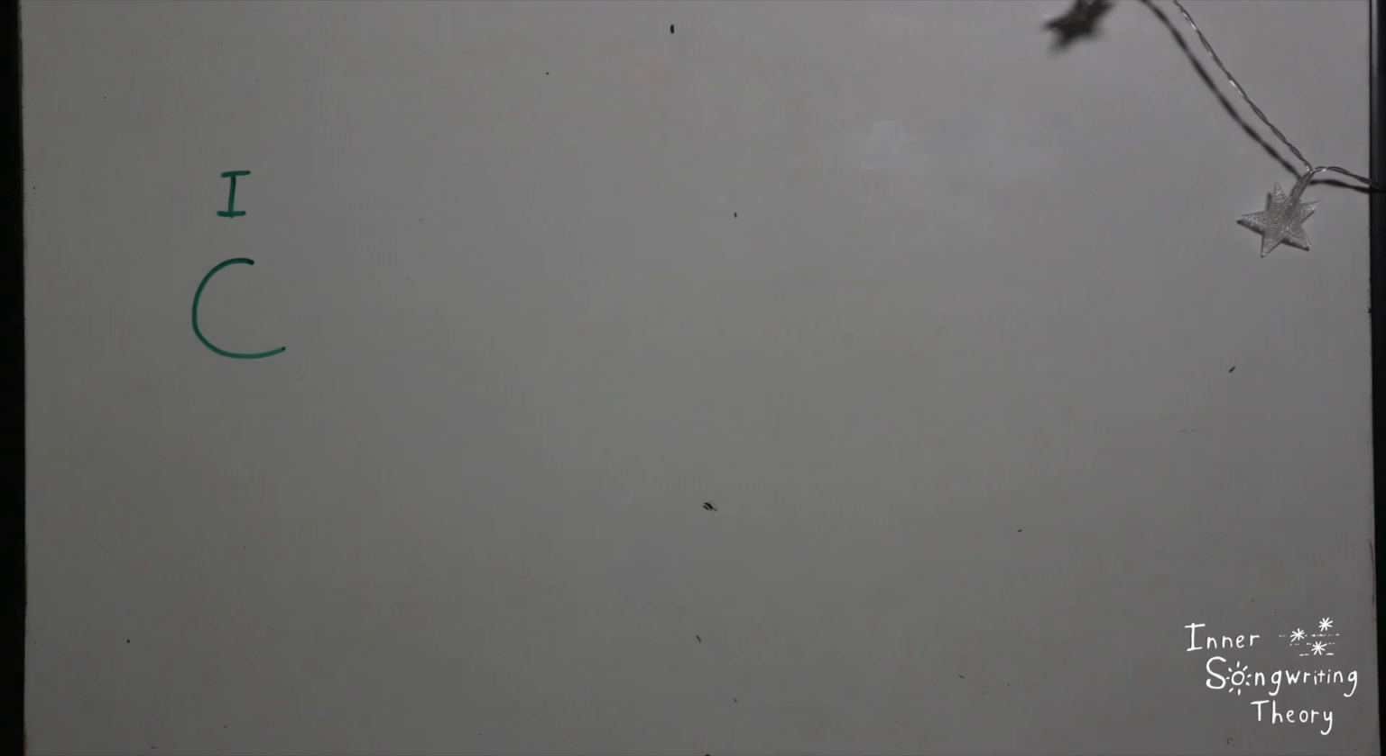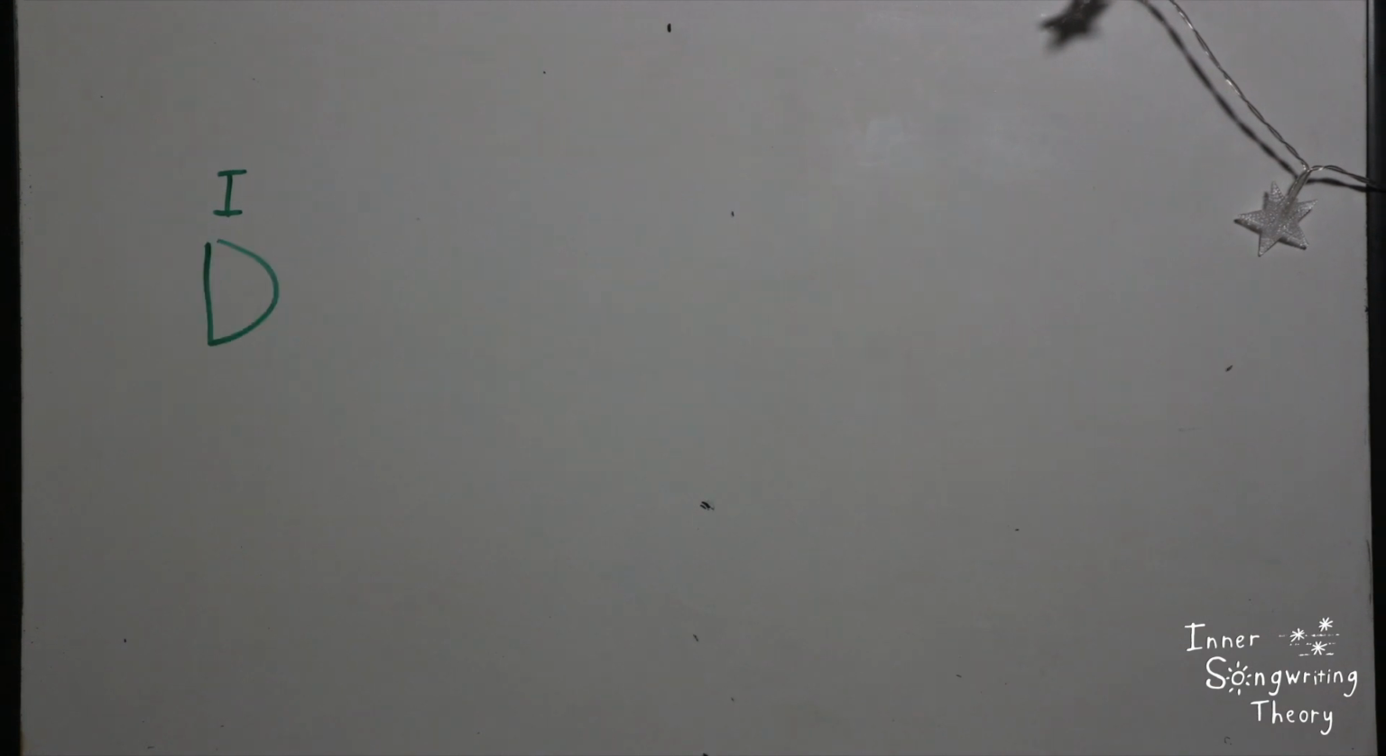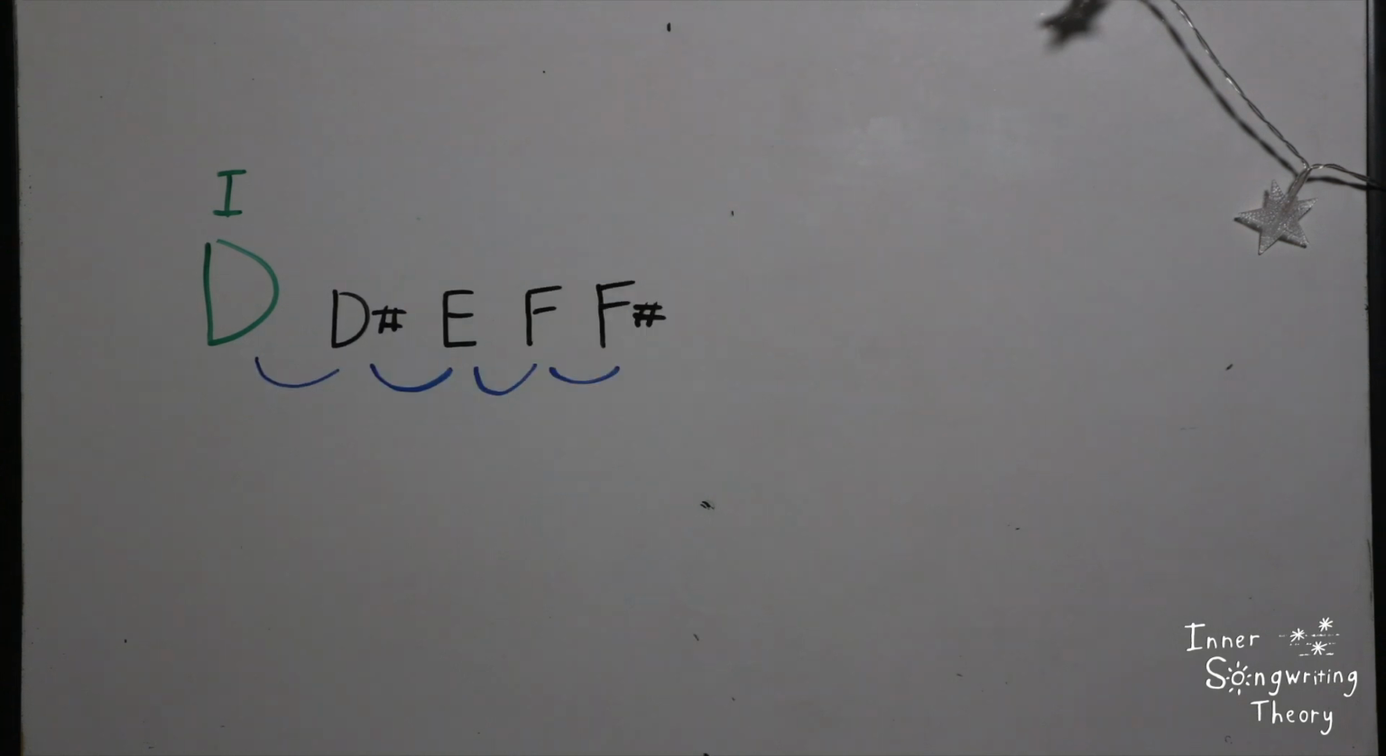Another way involves counting semitones in the chromatic scale. The dominant chord is always 7 semitones above your target chord or tonic. For example, if I have my tonic as C, I can start there and count 7 semitones up to find that the dominant of C is G7. If my tonic is D, I can count 7 semitones up to find the dominant is A7. This works in every case.